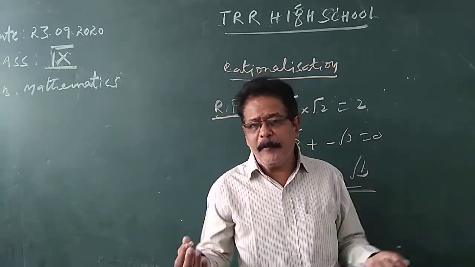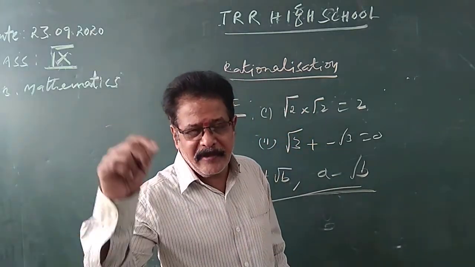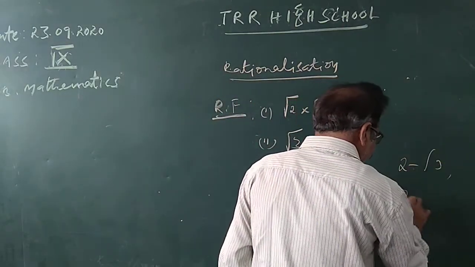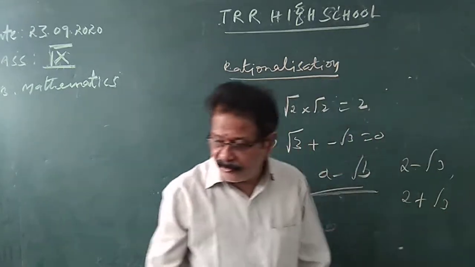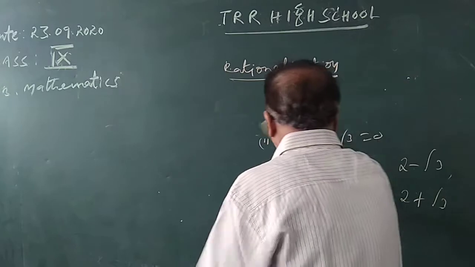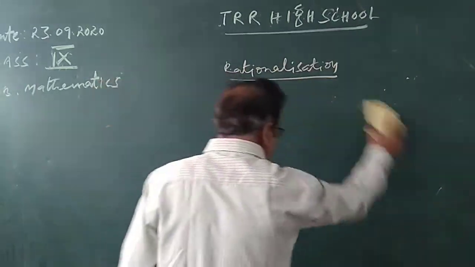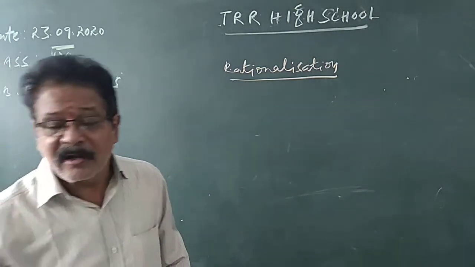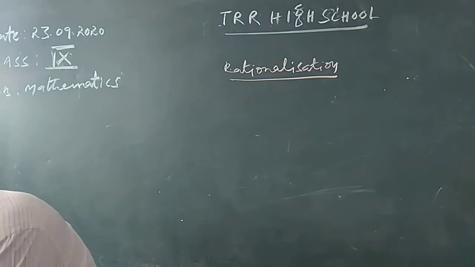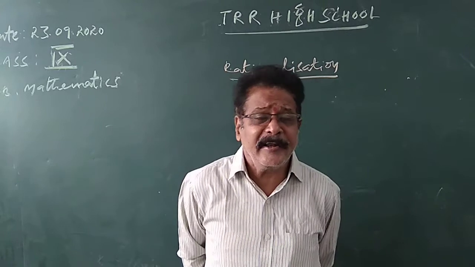So the conjugate of p plus root q is p minus root q. The conjugate of p minus root q is p plus root q. The conjugate of 2 minus root 3 is 2 plus root 3. Like this you can write the conjugates. What are conjugates? If the sum or the product of two irrational numbers is a rational number, then each one of them is called conjugate to the other.